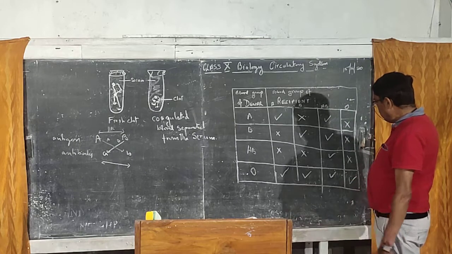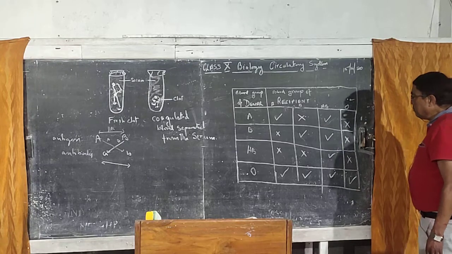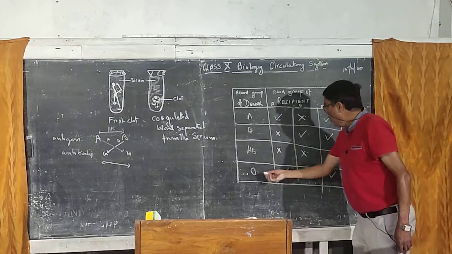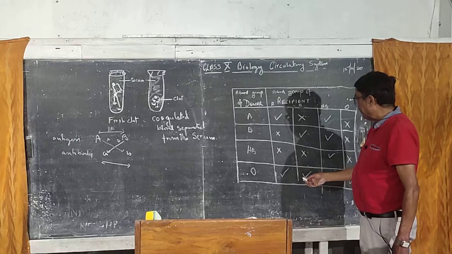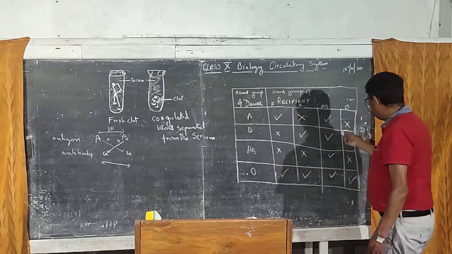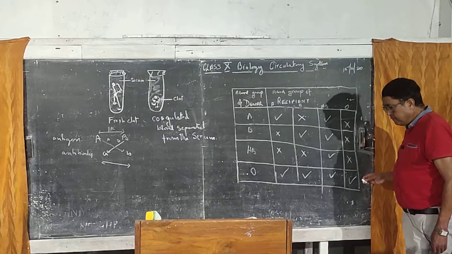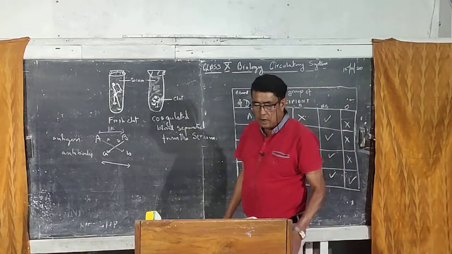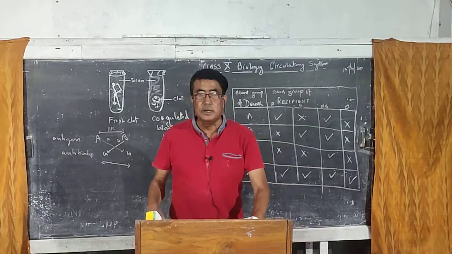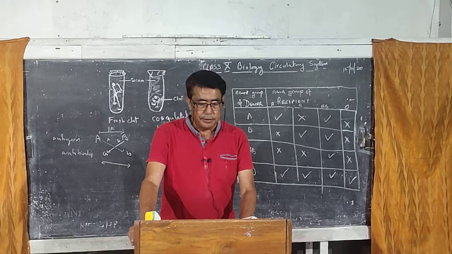Now if you see, blood group O can donate blood to all the blood groups of the recipient. So group O is called universal donor. So group O is the universal donor and group AB is the universal recipient.